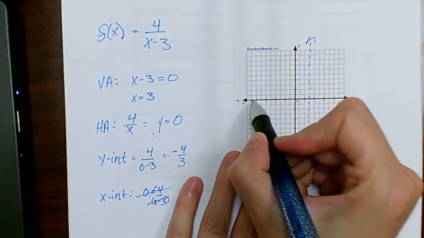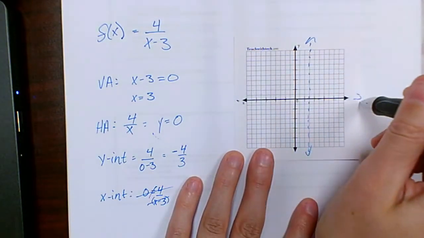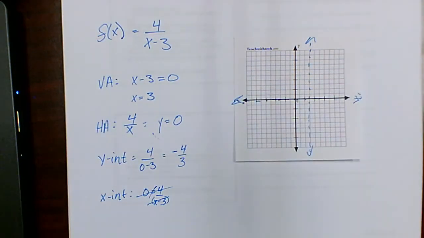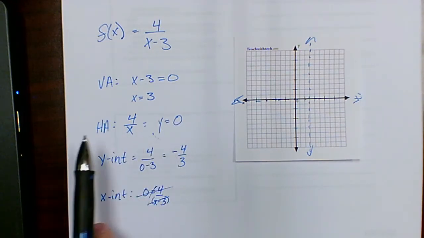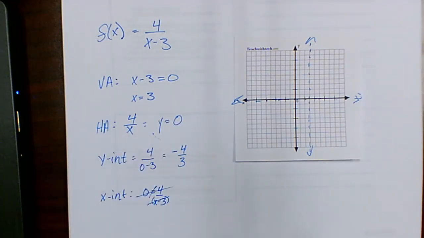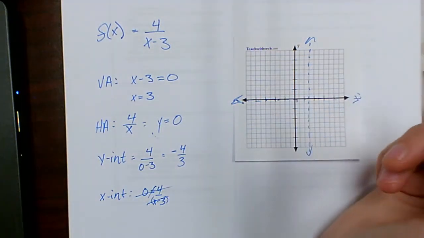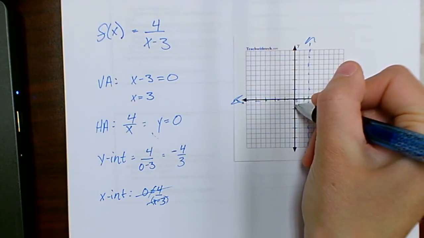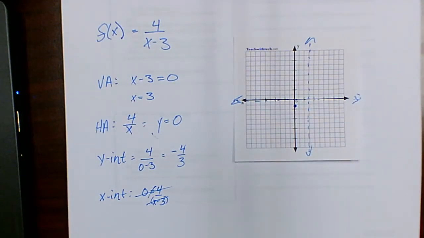We have a vertical asymptote at 3, a horizontal asymptote at 0. And as you can tell, no point's going to lie on that x-axis. So you can skip finding the x-intercept if you have a horizontal asymptote at y equals 0. Then we will plug in our y-intercept, which will be -4/3, which would be -1 1/3. And that's all the information we can place.